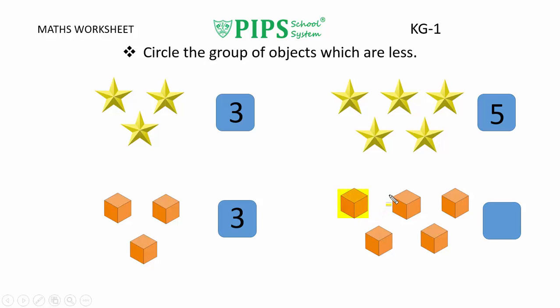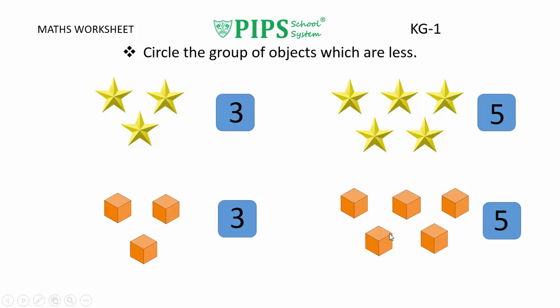1, 2, 3, 4 and 5. How many objects are there? There are 5 objects in the second group.